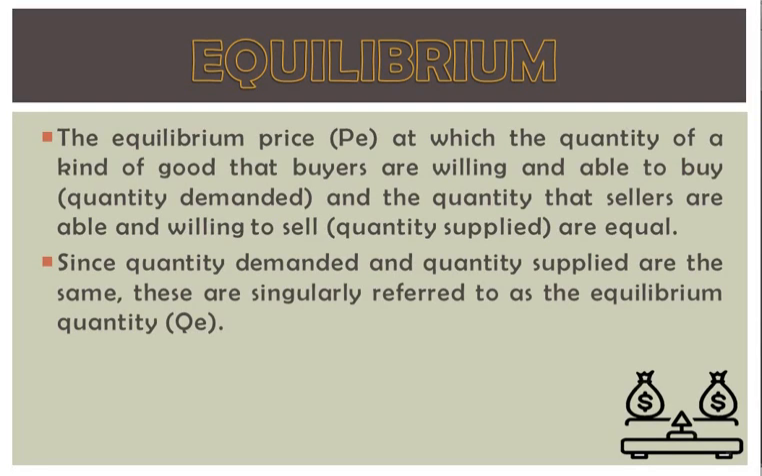Alright, so based on the definition, equilibrium is dictated by the price, or what we call the equilibrium price, at which the quantity of the kind of good that buyers are willing and able to buy, which is the quantity demanded, and the quantity that sellers are able and willing to sell, that is quantity supplied, are equal. So if the demand and supply become equal or balanced, it's so-called equilibrium. For our next bullet, since the quantity demanded and quantity supplied are the same, these are singularly referred to as equilibrium quantity or the QE.